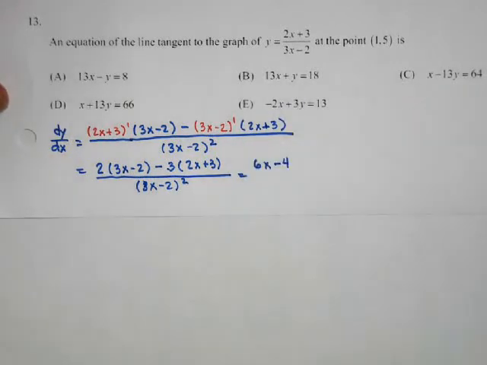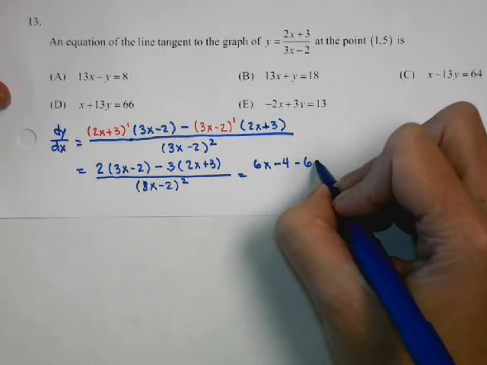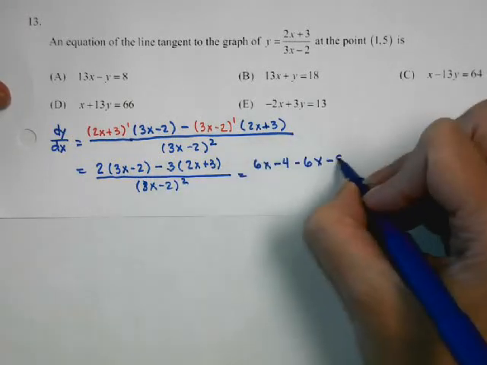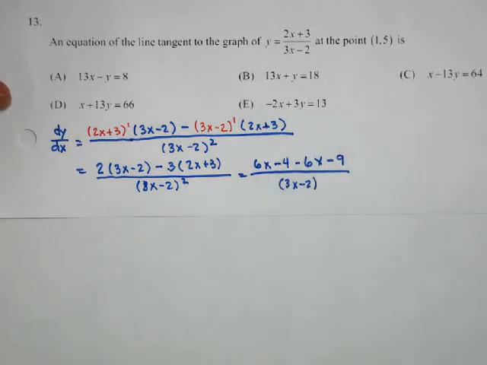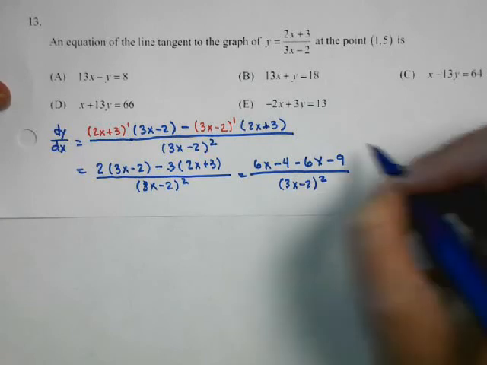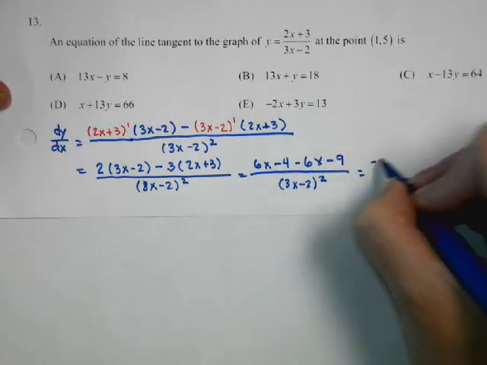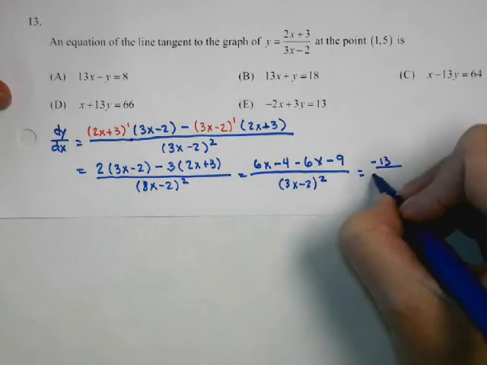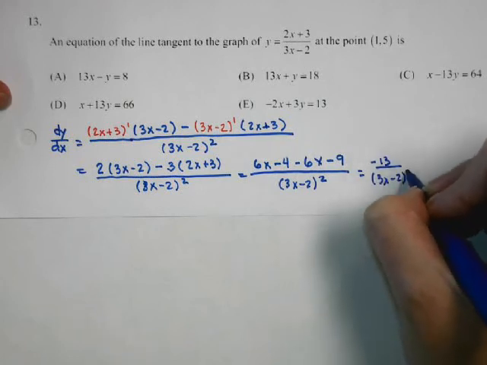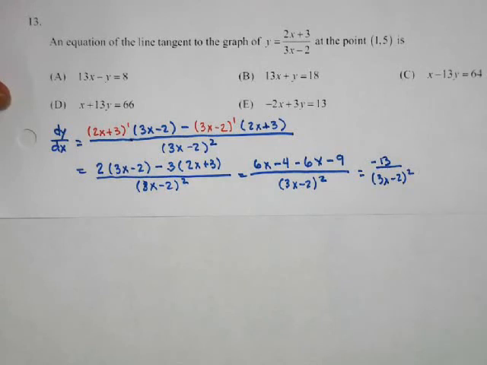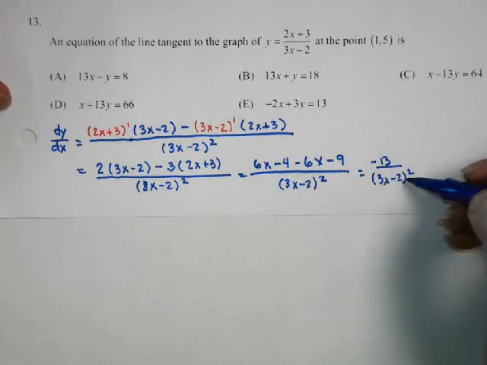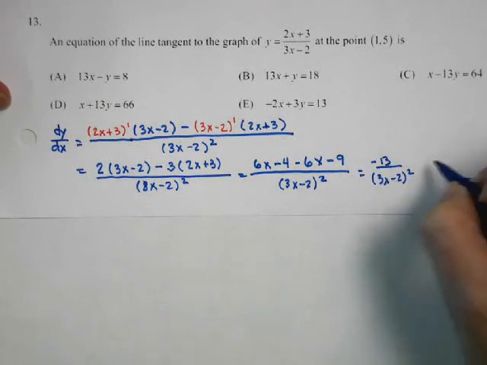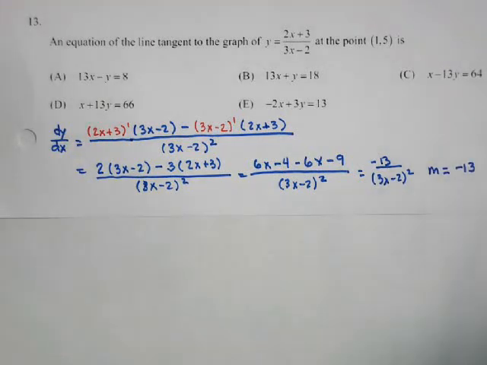And I haven't been simplifying, but we have follow-up questions to this, so simplifying that will probably make our lives easier. Minus 9. So this ends up being negative 13 over (3x minus 2) squared. We're going to evaluate this at 1, which is going to make this 13 over (3 minus 2 is 1) squared. So my slope is going to be negative 13.